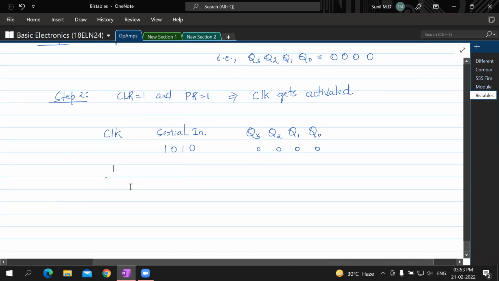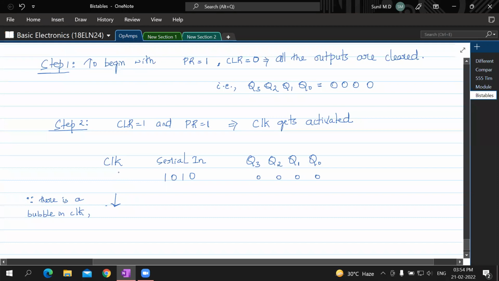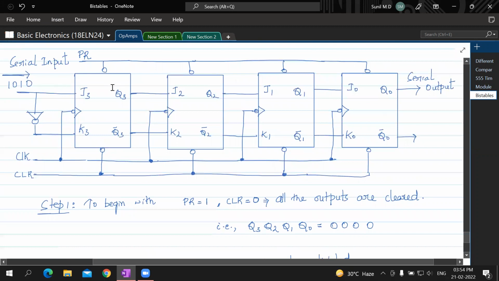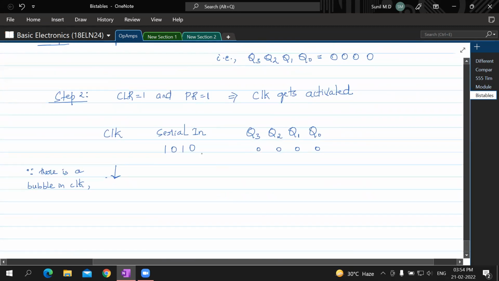So let's write it like this. Since there is a bubble in the clock, we consider negative clock. So the negative clock comes. When the negative clock comes, what should happen here? This 0 should move to Q3. This 0 now should move to Q3. See here? The 0 comes to Q3.